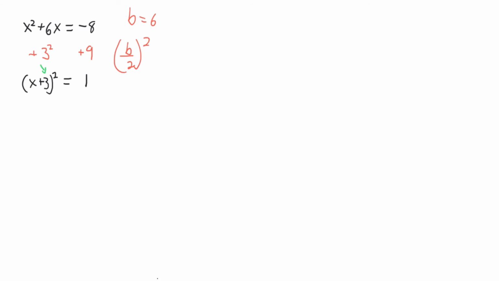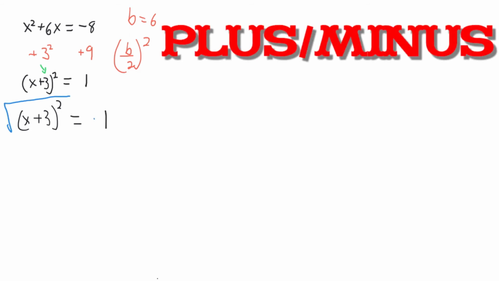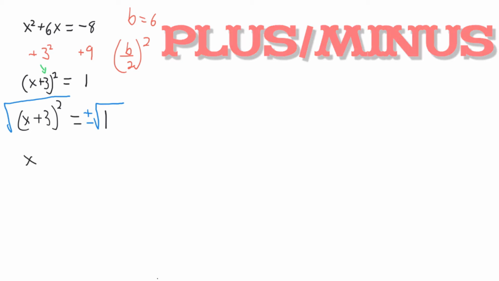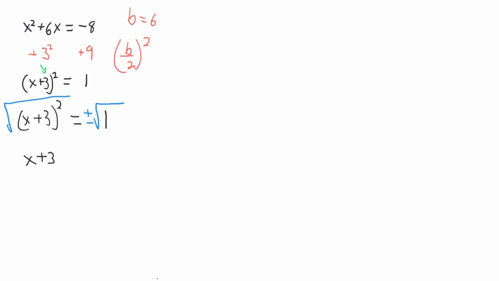Now that I have the equation written out, I can solve it using square roots. X plus 3 quantity squared equals 1, and I can take the square root of each side. Remember, when you take the square root of the right side, use the plus and minus because you want both the positive and negative root. On the left side of the equation, when I take that square root, I'm left with x plus 3, and on the right side, I have plus or minus 1.